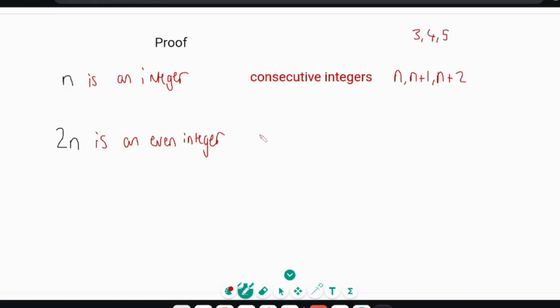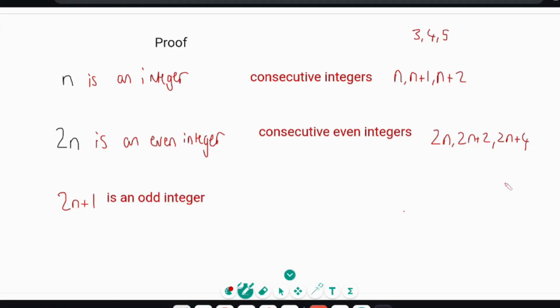So if we were to look at consecutive even integers, the first one was 2n. 2n plus 1 would be odd. Our next one would be 2n plus 2. 2n plus 3 would be odd. So 2n plus 4. If we were to look at an odd integer, 2n plus 1 would have to be odd. It's an even plus 1.